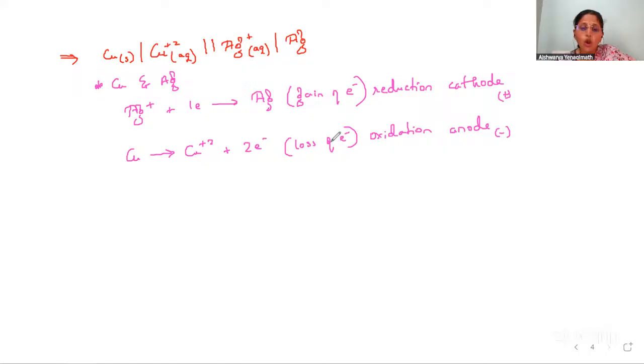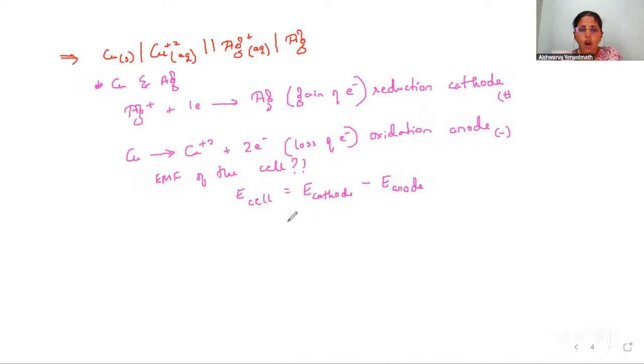Now, if I want to see the EMF of the entire cell, there are two half cells, a reduction half cell and an oxidation half cell. How do we represent the EMF? We write it as E cell, correct? So how do I calculate the EMF of the cell? I'll write E cell is equal to E cathode minus E anode. Am I right? E cathode minus E anode.